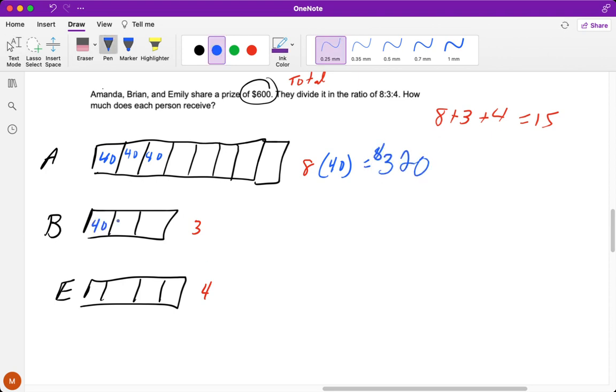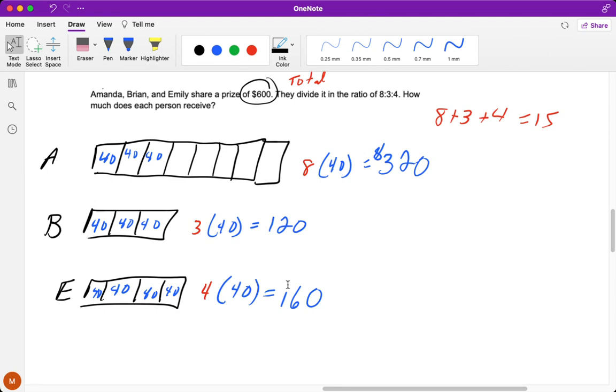Brian, I could do 40 added together 3 times, or 3 times 40, which is equal to $120. And for Emily, I can do 40 added together 4 times, or 4 times 40, which is then equal to $160. All right, so this is another way that you can do this by using the tape diagrams.